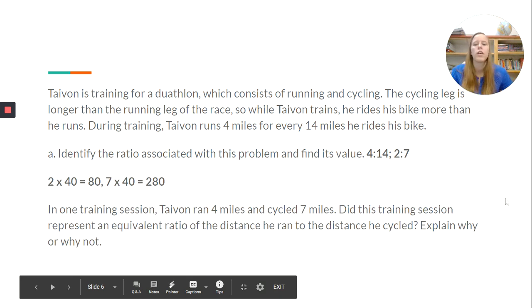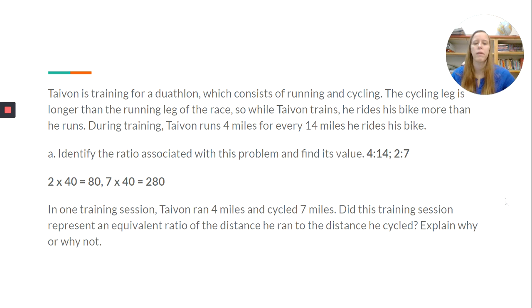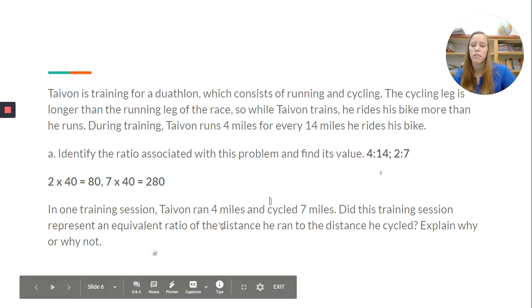So now, in one training session, Tayvon ran 4 miles and cycled 7 miles. Did this training session represent an equivalent ratio of the distance he ran to the distance he cycled? Explain why or why not. Well, we know that the 7 matches up, but he ran 4 miles instead of 2. So we know that this is not an equivalent ratio of the distance he ran.